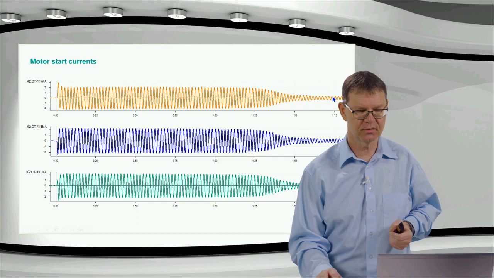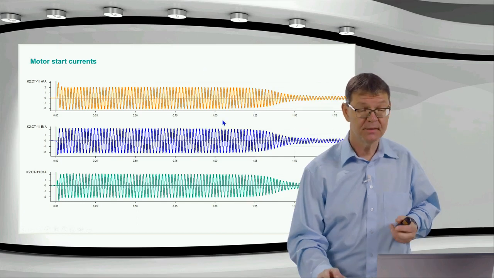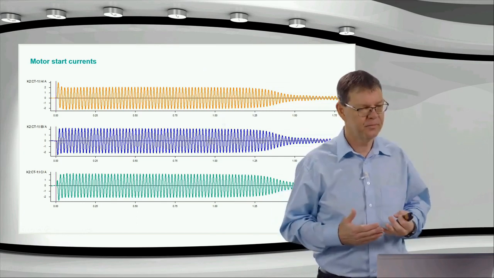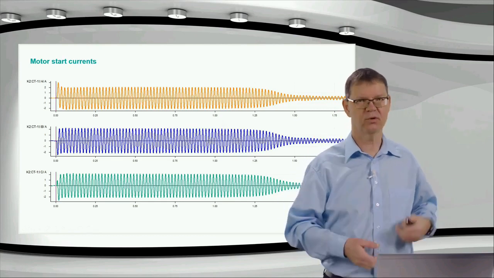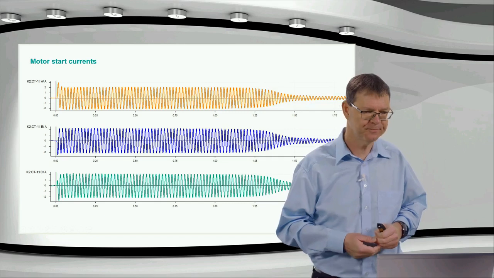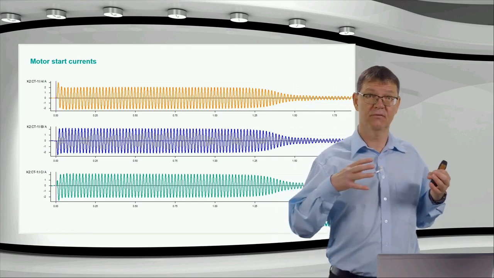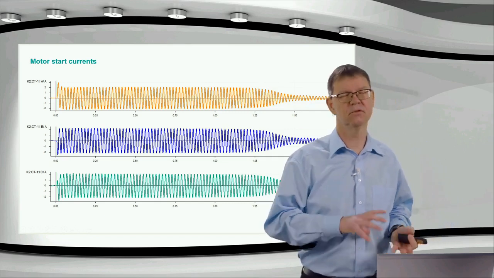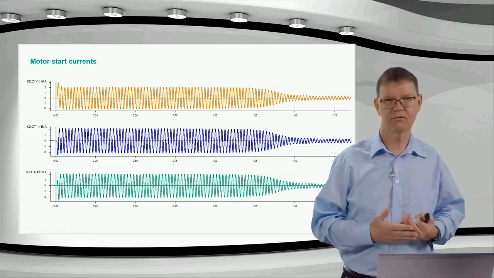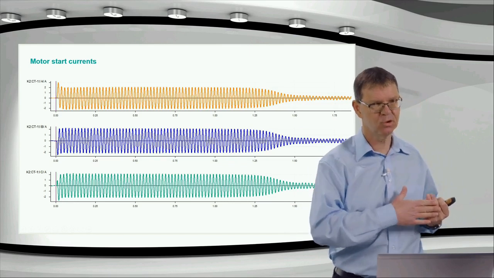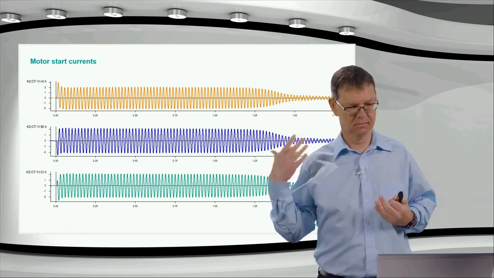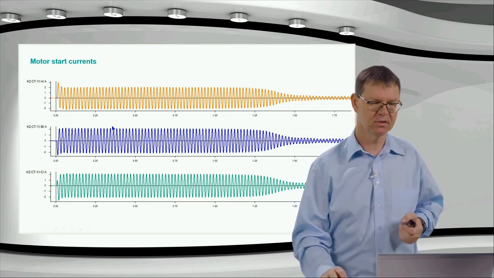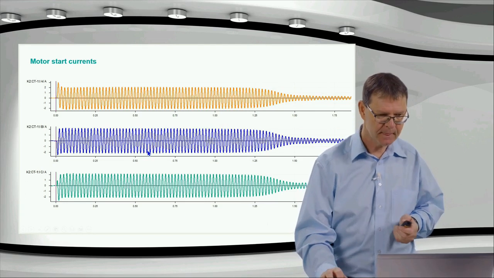So this is the scenario when we connect the motor directly to the power, to the bus bar via a circuit breaker or a vacuum contactor. When we have variable speed drives, then the story is different. The variable speed drive controls the frequency during the startup of the motor, and then the picture looks a little bit different here.